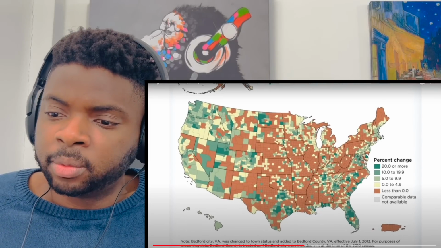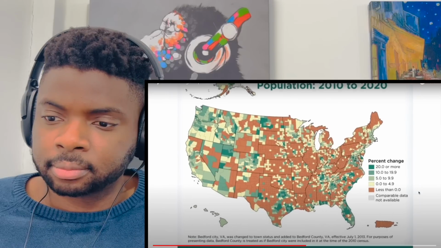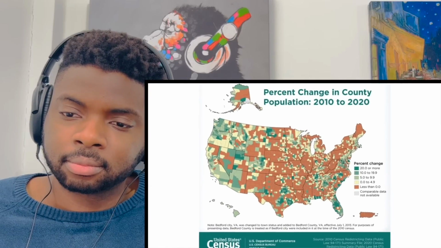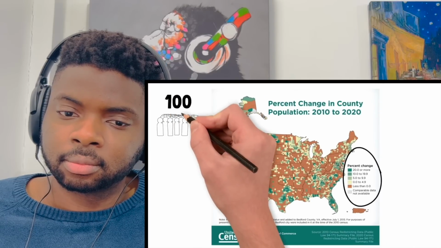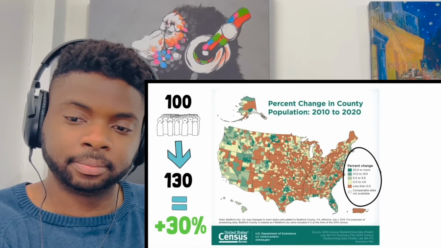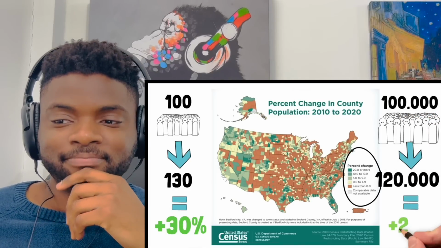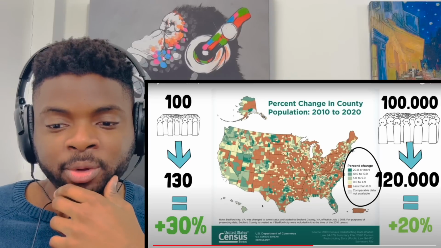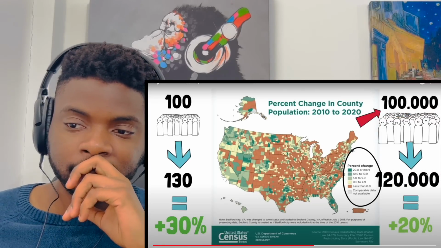Light green are counties that grew up to 5% in the past 10 years, and then the darker the green or blue, the bigger the population growth, up to 20% or more for the darkest shade. We need to remember though that if a county has 100 people and it grows to 130, then it grew 30% just by gaining 30 people. While if a county has 100,000 people and grows to 120,000, it just grew 20%, even though it's way more people, which I suppose is probably what happened in Texas. The percentage might be smaller, but the value itself is higher.